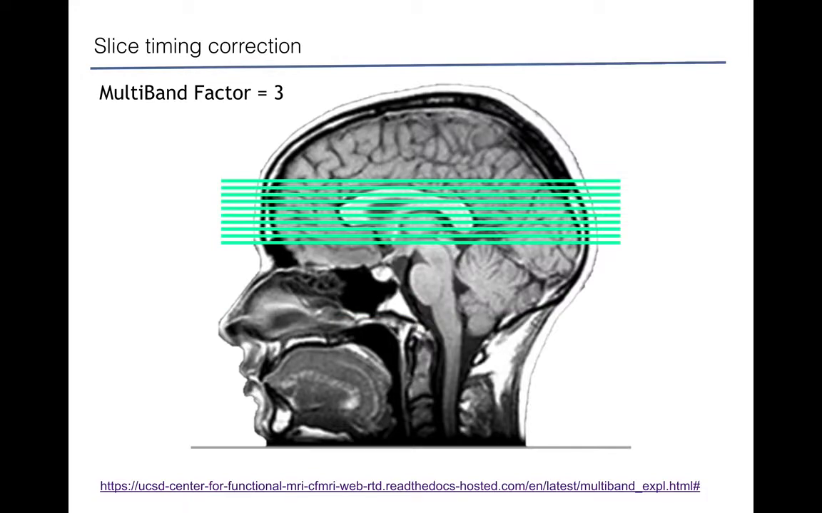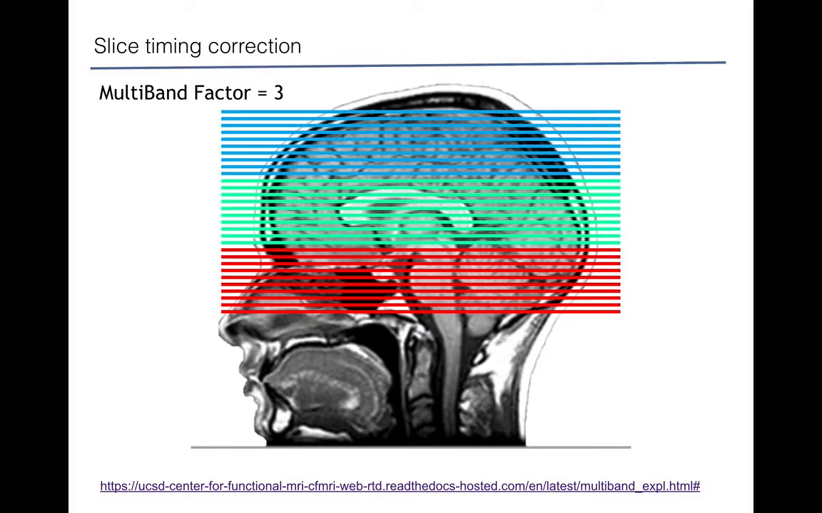But if you are using multi-band acquisition, you're collecting multiple slices at the same time. Let's say in this example the multi-band factor is 3, and each time we are collecting 3 slices. Again, this is showing collecting slices in an interleaved fashion.